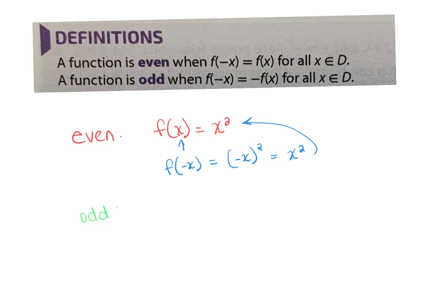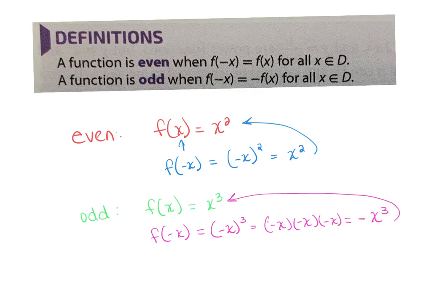Well, what about odd? Odd says if I plug in a negative to my function, then it's going to be the opposite. So let's say x cubed, all right? If I plug in a negative x to this function, then I'm going to have negative x cubed. Well, if I cube negative x times negative x times negative x, I get negative x cubed, which is the exact opposite of that original function. That is an odd function.